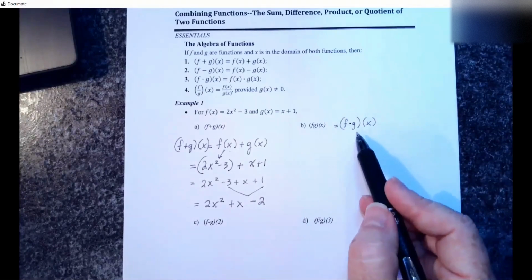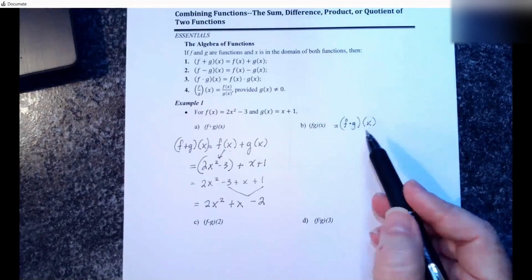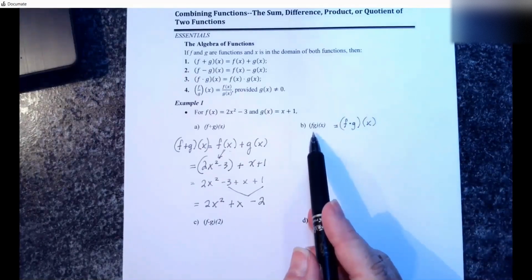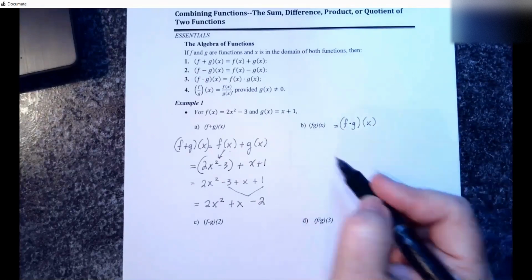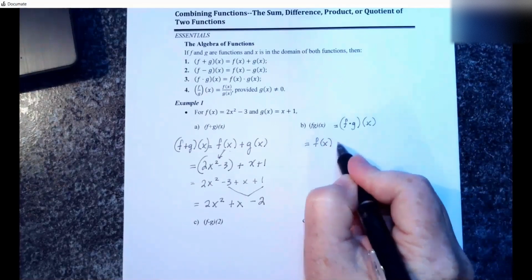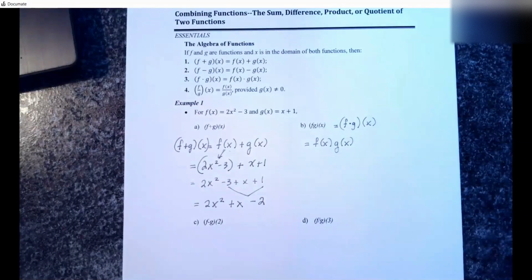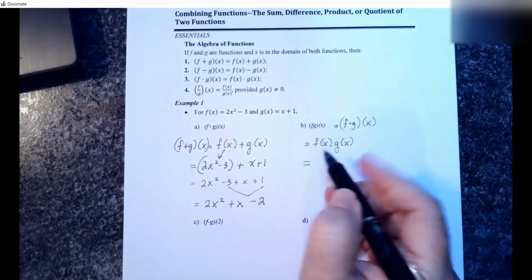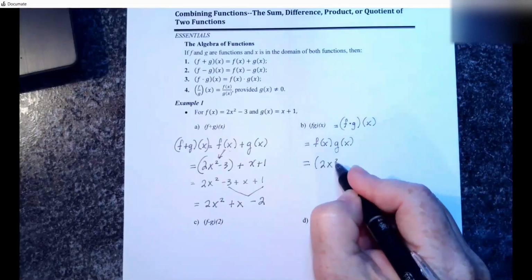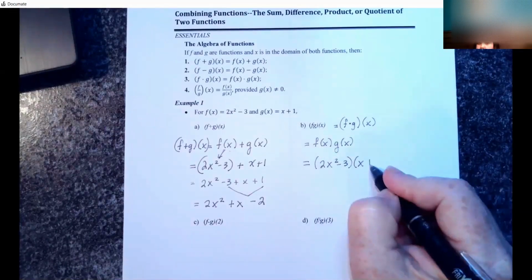we have another operation that we'll talk about later that gives an open circle there, and sometimes people get a little confused. So oftentimes they'll just put the functions side by side. But by definition, that really does mean f of x times g of x. So for our two functions, that would be 2x squared minus 3 times x plus 1.